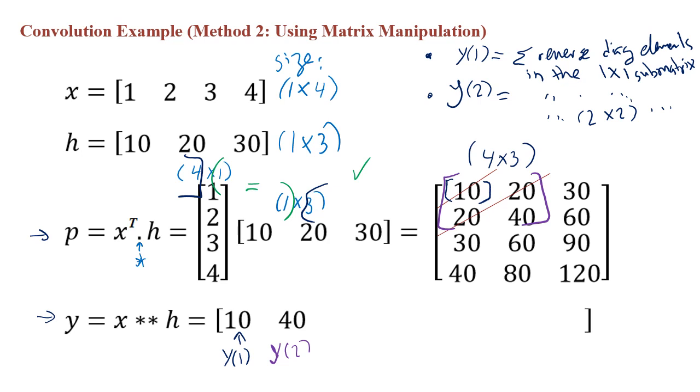Now when we evaluate the third element in the convolution, this is going to be the summation of the reverse diagonal elements in the 3 by 3 submatrix. So y3 is equal to the reverse diagonal elements in the 3 by 3 matrix. That's going to be 30 plus 40 plus 30, which results in 100, and so on. So we're going to repeat the process until you reach the last element in the matrix P.